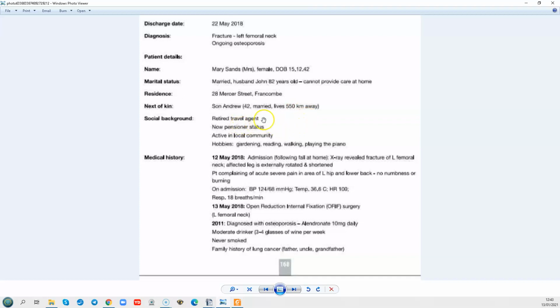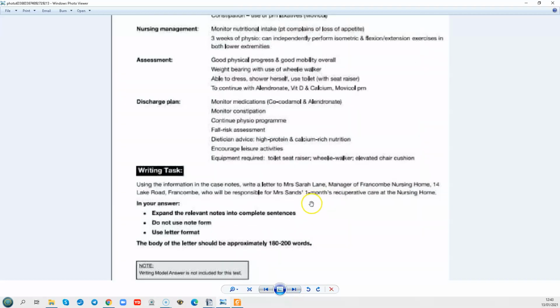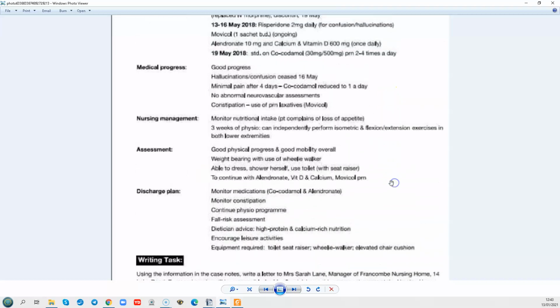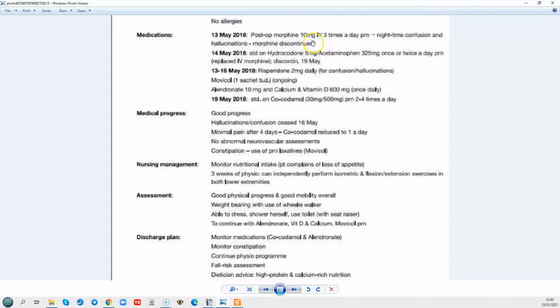So all this stuff about retired and all this stuff, we don't really need it. The lung cancer stuff, we don't need that. There's quite a lot of things here that we don't need, because you're writing to the manager of a nursing home. They don't need all that stuff. What they do need is all this stuff. So they don't need all this about she was on morphine post-operative. Well, it was discontinued. So who cares?